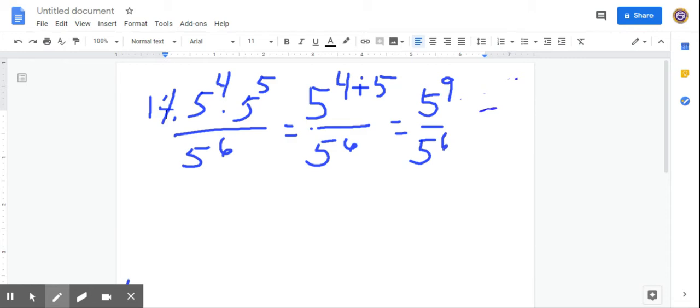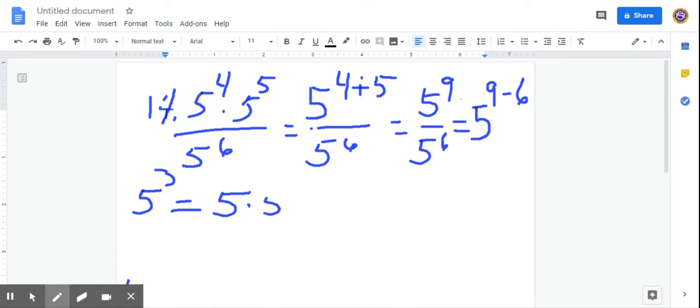Then we're dividing. So when we divide, we subtract the exponents. So that's going to be 5 to the 9 minus 6. Well, 9 minus 6 is 3. So that's 5 cubed. Lower than 5, so you needed to do it out. 5 cubed is 125.